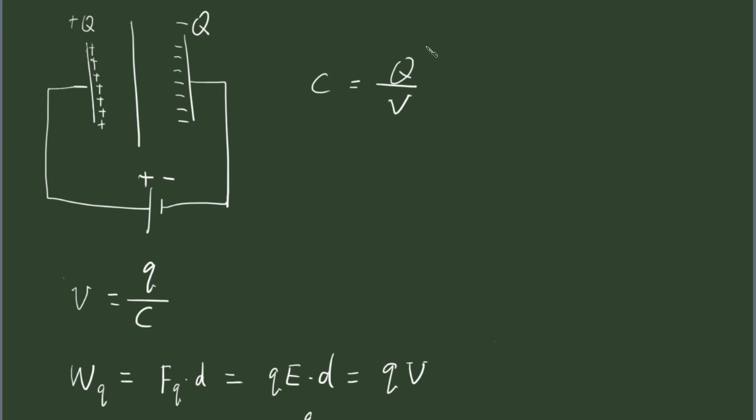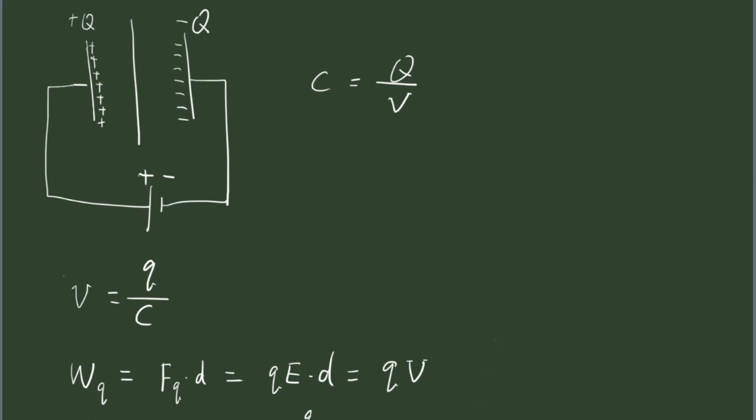When the charge is increasing, the electric potential difference V is increasing. So this capacitance is constant. It's not changing. So V is changing. V is the charge Q over C. V is changing with the amount of Q.